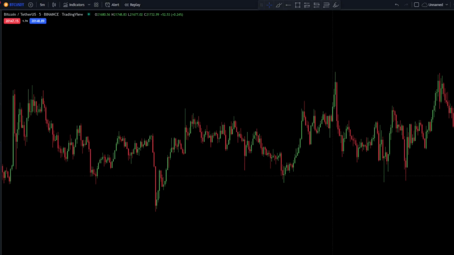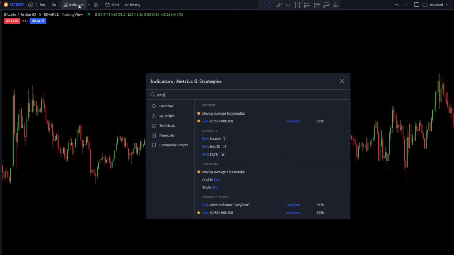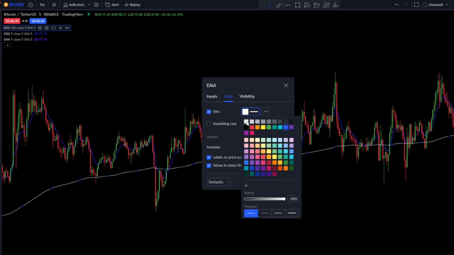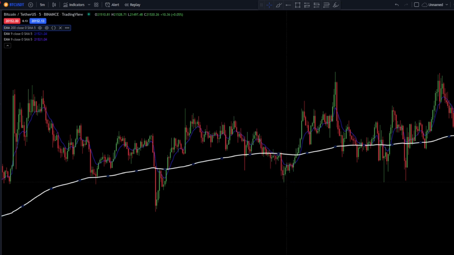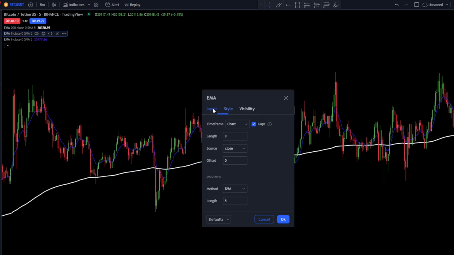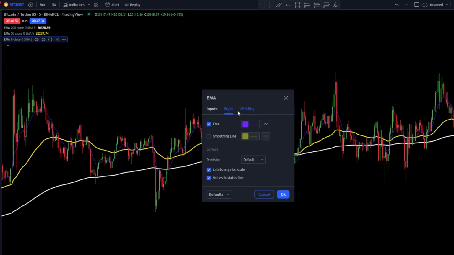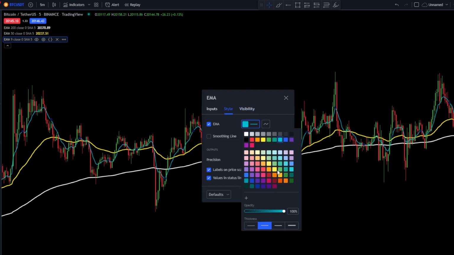First, we are going to look for a trending market. To do that more easily, we will add the EMA to our chart. Open indicators and search for EMA, click on it 3 times. Make one of the EMAs length 200 and a thick white line. Make the second one length 50 and a thick yellow line. The last EMA should be length 9 and can be a thin blue line.